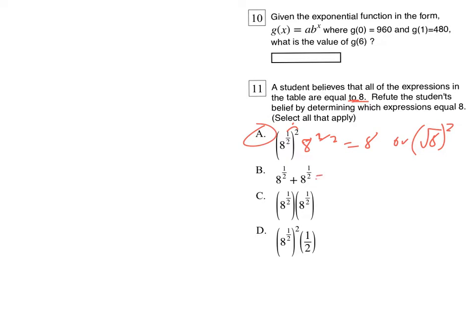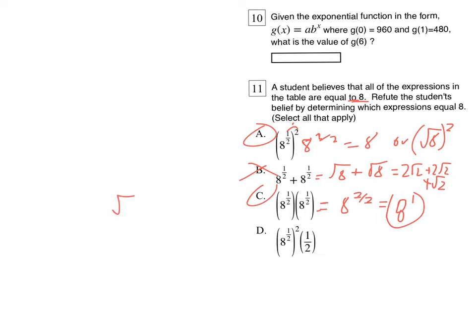B right here, I would think of this as rad 8 plus rad 8, which if you broke that down would be 2 rad 2 plus 2 rad 2, which is 4 rad 2, and that is not 8, so that's not it. Now this part C is actually when we multiply the same base, we add the exponents, so that would be 2 over 2, which would be 8 to the power of 1, so that is correct.